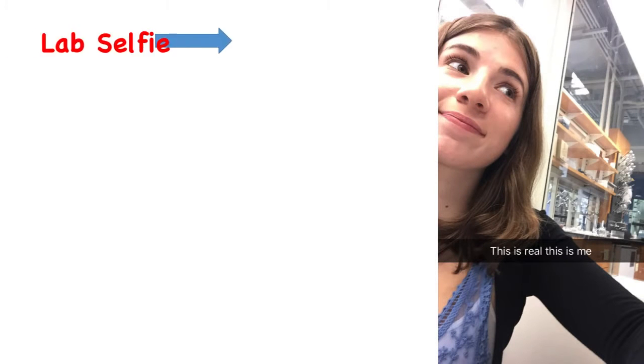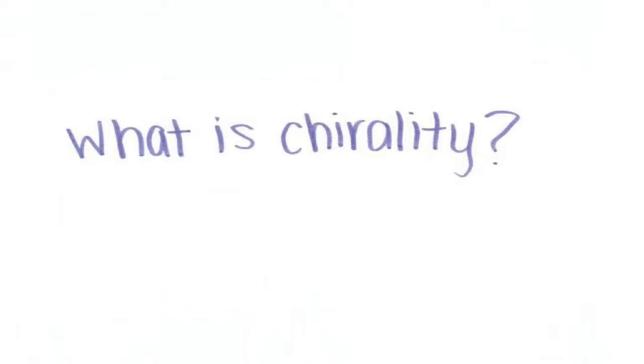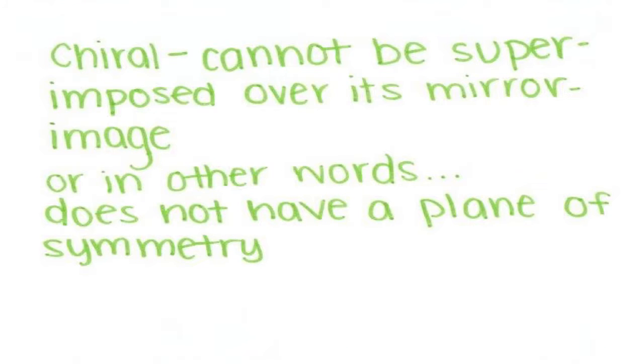Hi, I'm Lauren Mendelson, and today we're going to talk about chirality and its applications in organic chemistry. So what exactly is chirality? To say that something is chiral means that it cannot be superimposed upon its mirror image. In other words, it does not have a plane of symmetry.